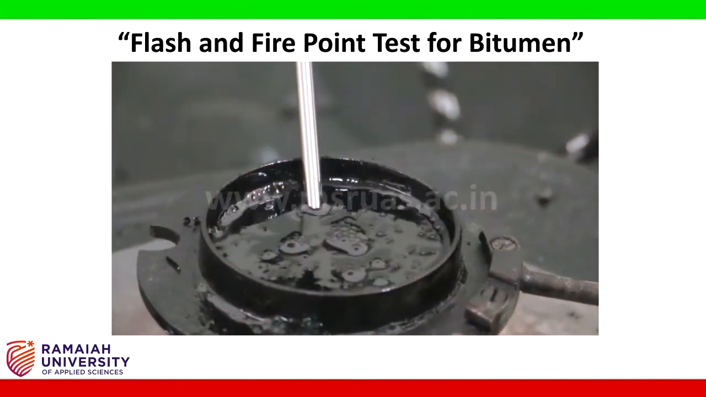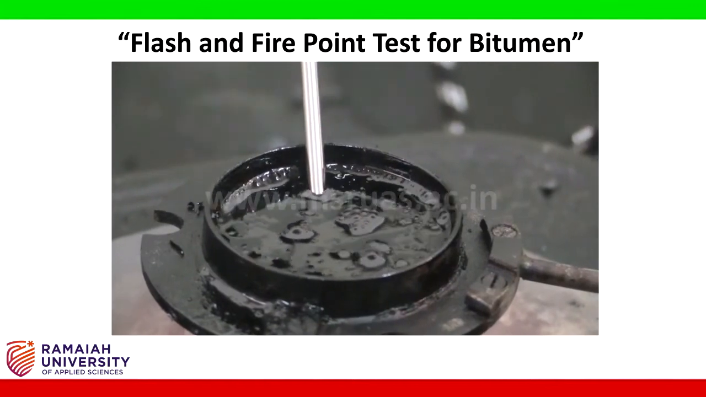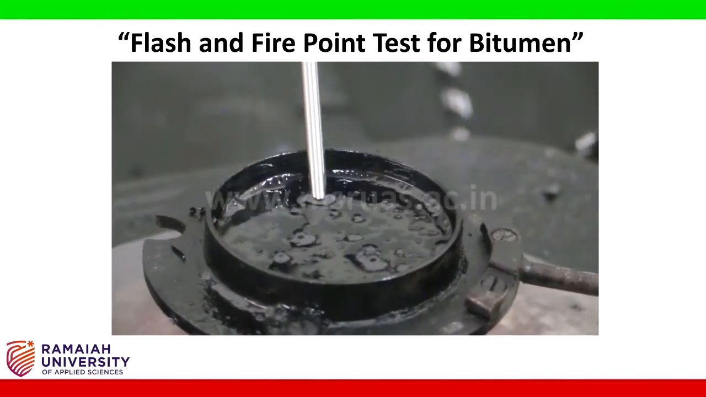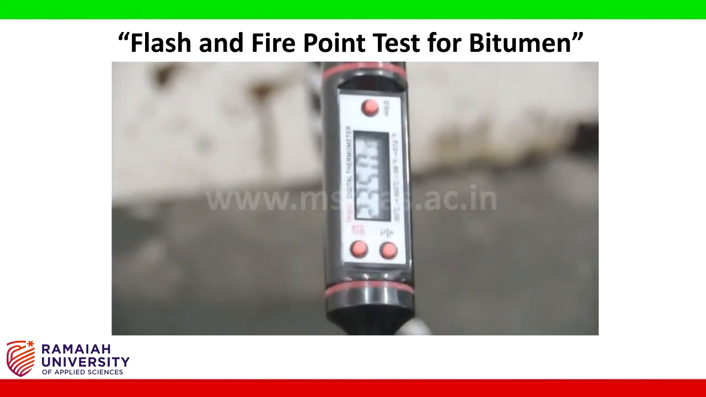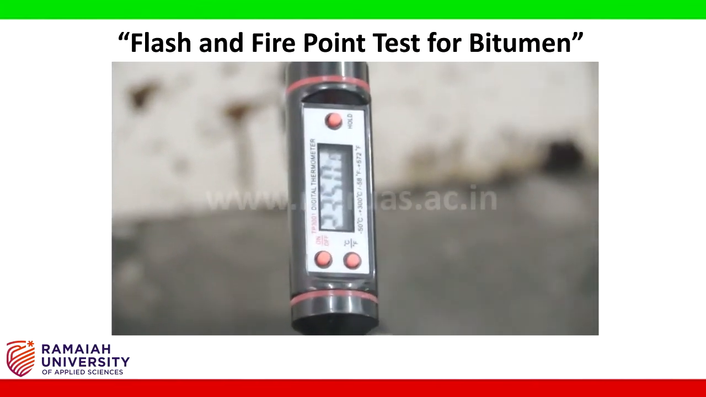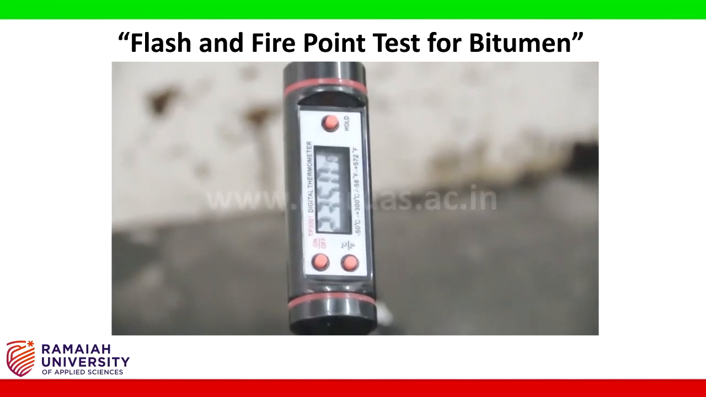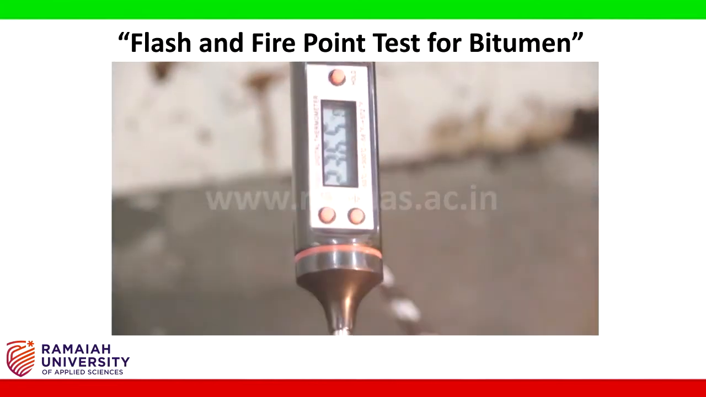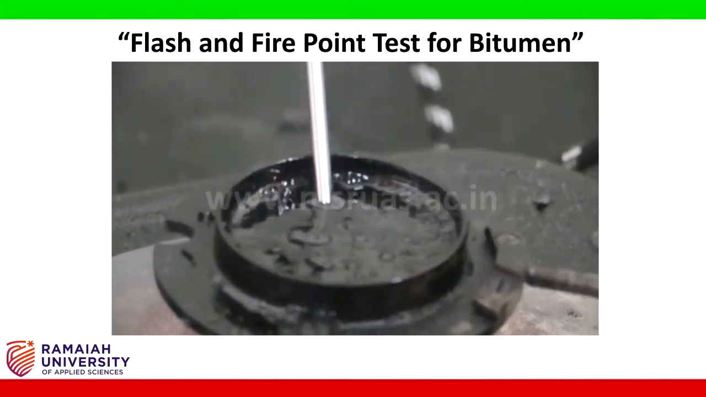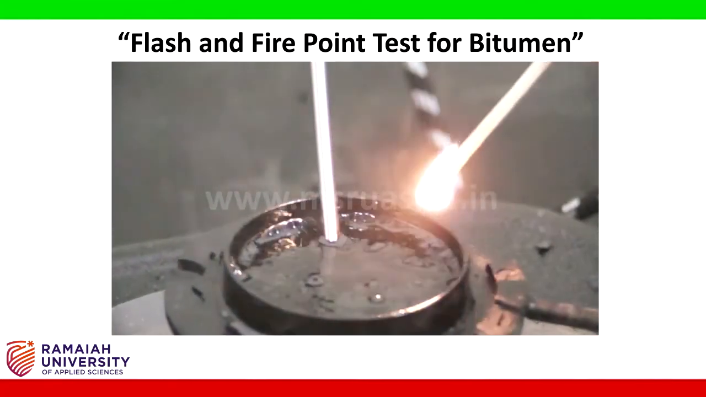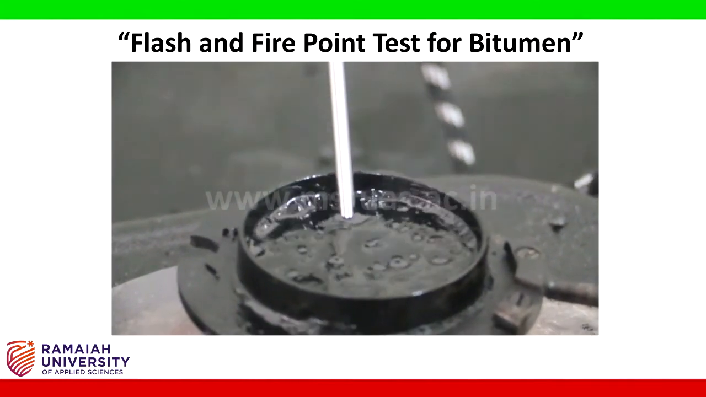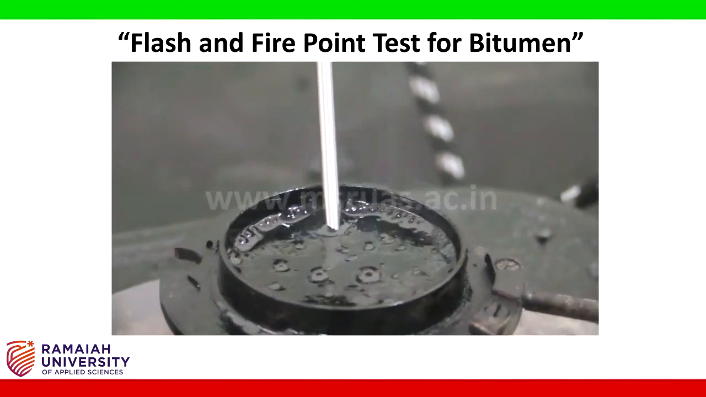At some particular time you are going to observe that the bitumen is going to undergo catching fire. Note down that particular temperature. That particular temperature we call the fire temperature. These are the two safety temperatures which are very helpful while doing the mixing of bituminous mixes. So this is the flash point. So this completes your experiment, flash and fire point test.